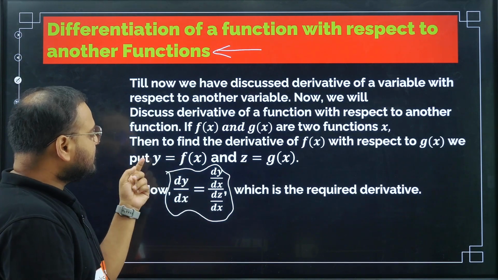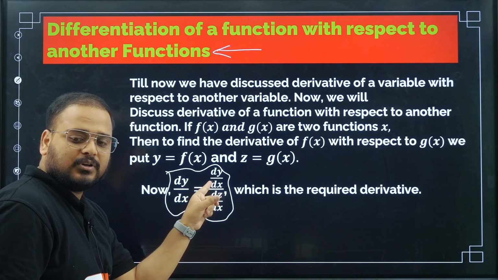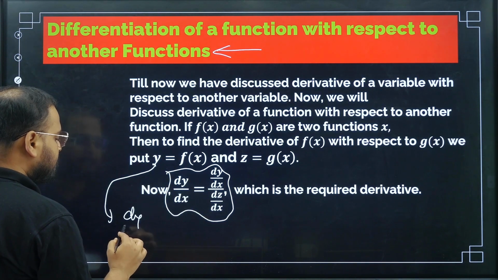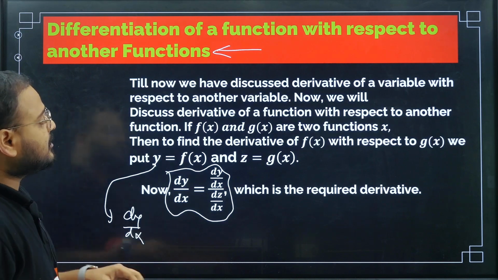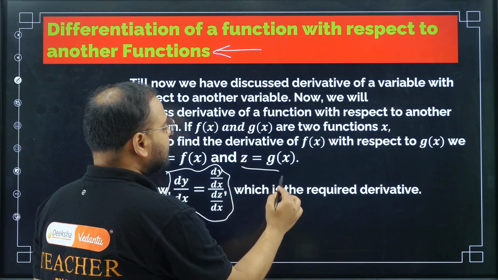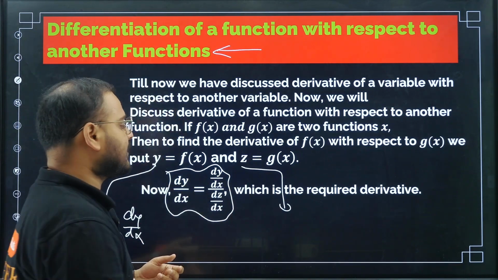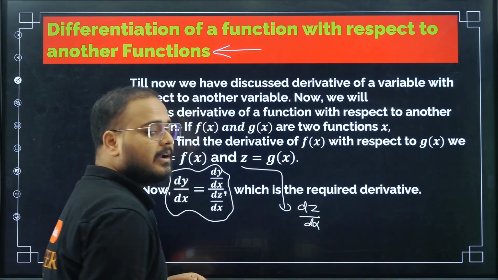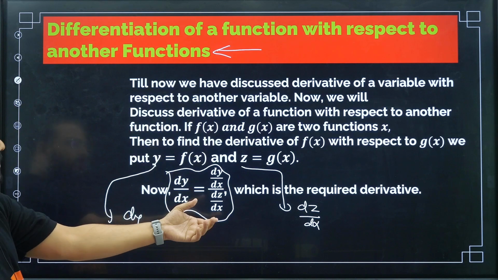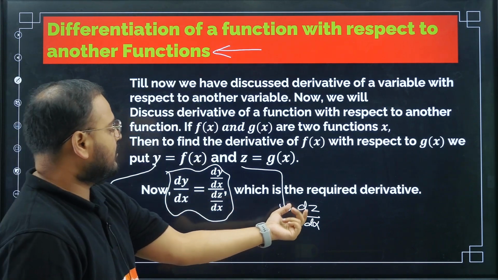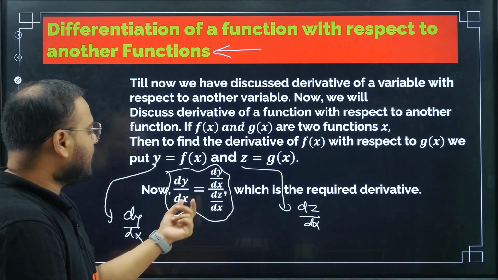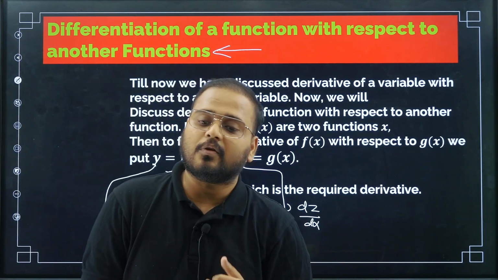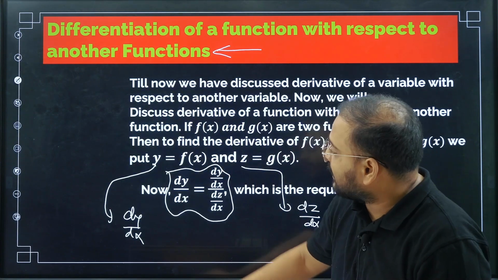So what I did was differentiate y with respect to x, so dy by dx. In the same way, differentiate z with respect to x only, so I'll write it as dz by dx. Now we take the ratio dy by dx upon dz by dx. Why? Because we are looking for what value? Dy by dx. I hope this is clear.